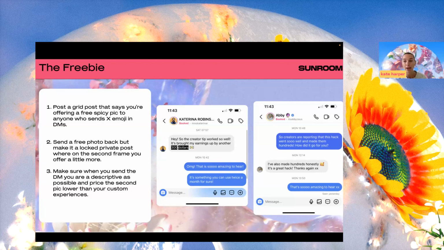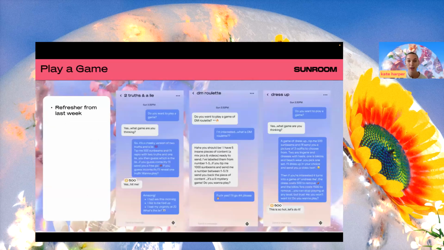And I would make sure you lock that second frame for something on the cheaper side, like a bit of a discount, price it lower than your custom experiences. And you could also send a message and actually describe what's in the second frame. You know, hey, thought I'd share something a little bit extra as well if you're into it. I've given it to you for a discount. So something to try if you haven't already.